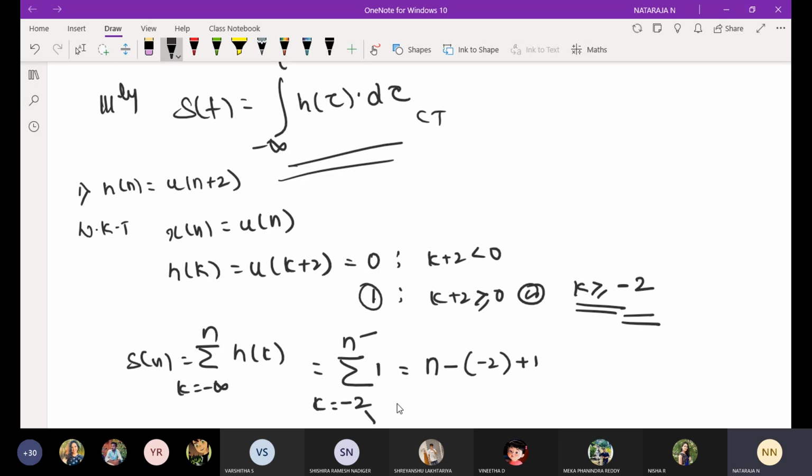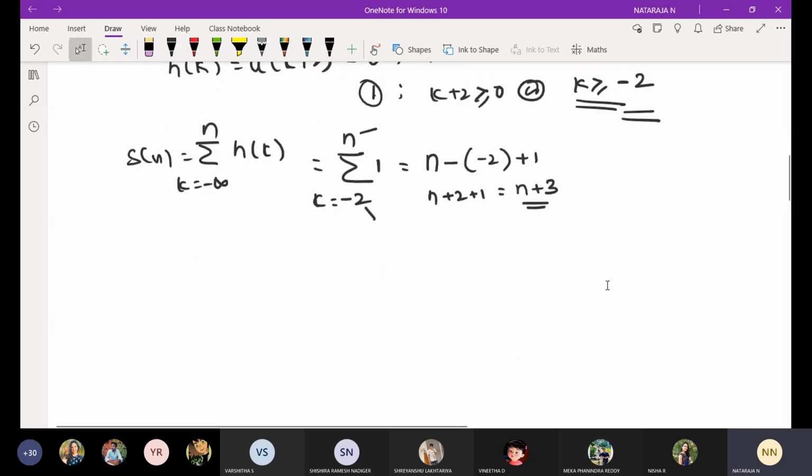What did I do? Upper limit is my n. Upper limit minus lower limit. Minus of lower limit will be minus of -2, plus 1. I will get n plus 2 plus 1, that is equal to n plus 3. This is my answer.